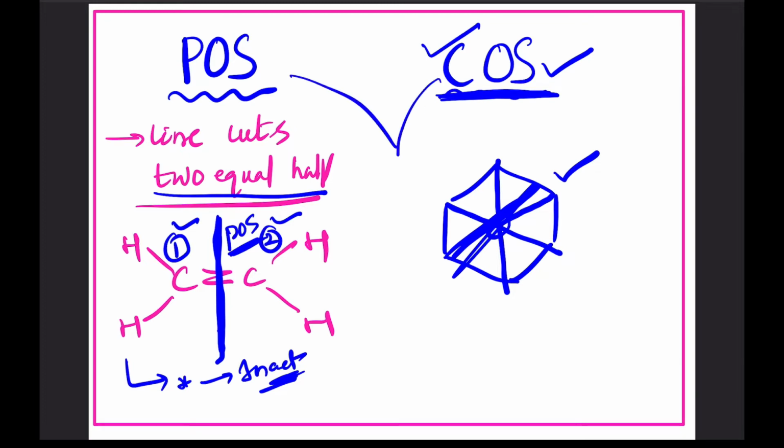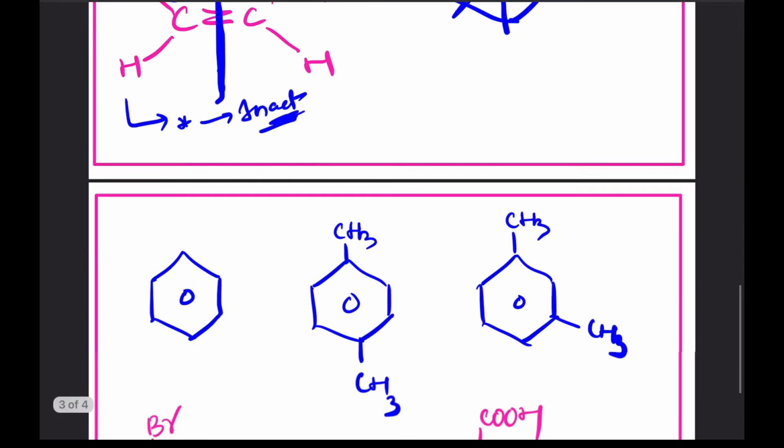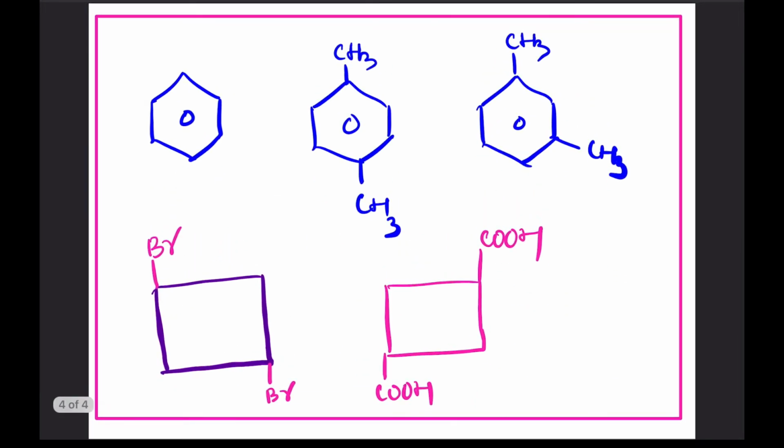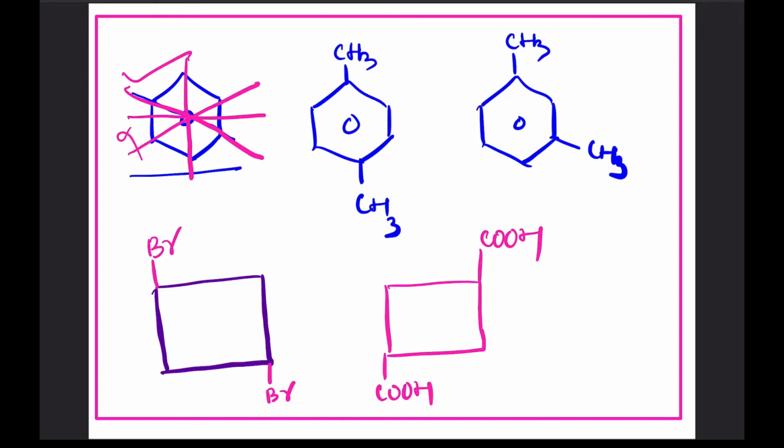If any one of these is present, that molecule becomes optically inactive. Let us see a few examples here. I have taken benzene. Benzene, you can cut into two equal halves in this direction. You can cut in this direction, or in this line, or in this line. So you will get a plane of symmetry. That's why it's optically inactive.